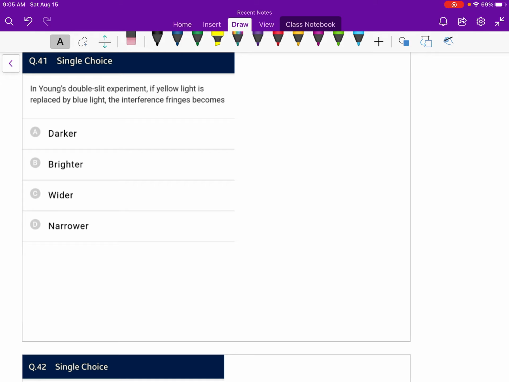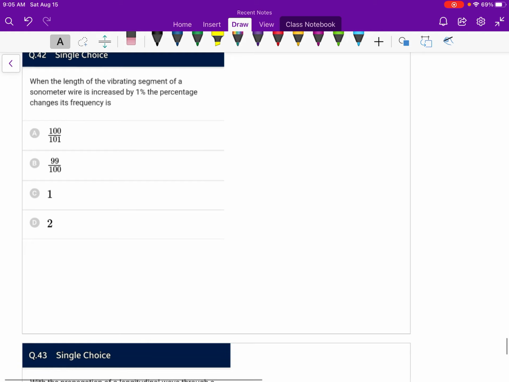In YDSE, if yellow light is replaced by blue light, then since in VIBGYOR the λ of blue is less than the λ of yellow, the fringe width of blue will be less than the fringe width of yellow. So the fringe width will become narrower.